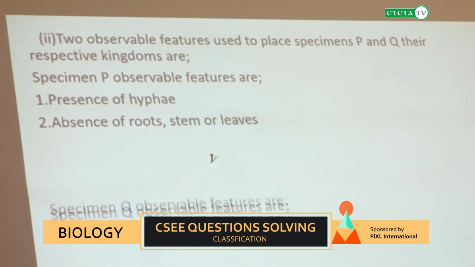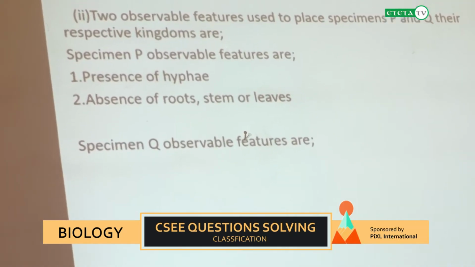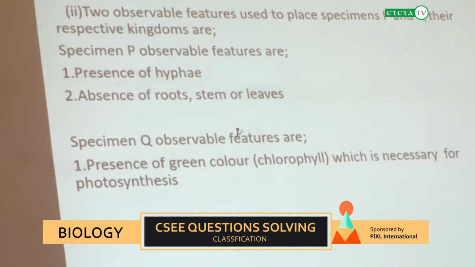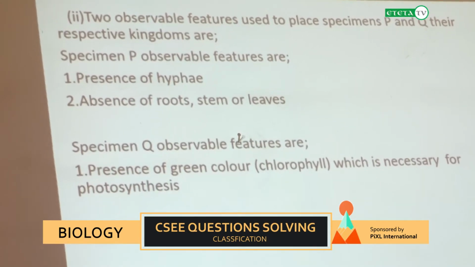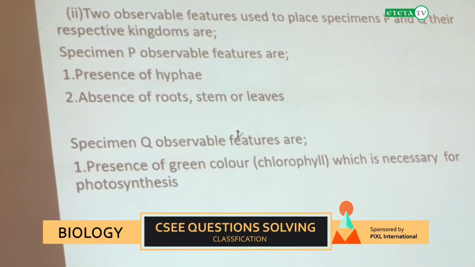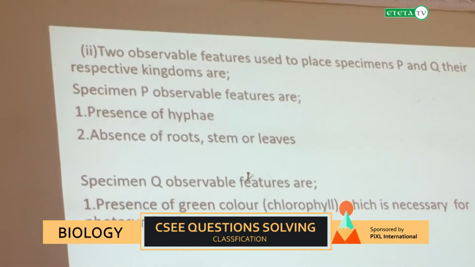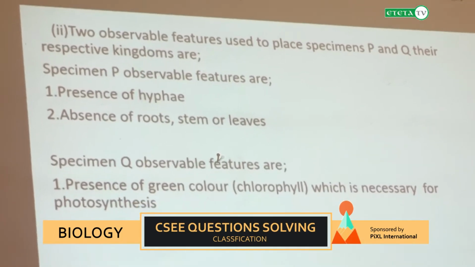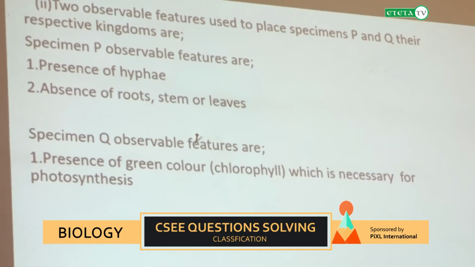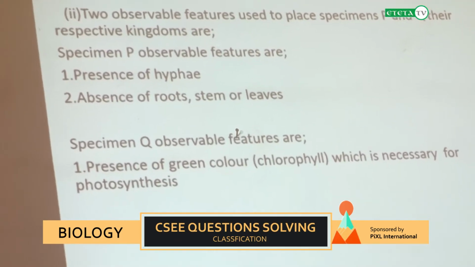Let us go to the next specimen Q, which is the bean seedling. The observable feature which makes the specimen be put in its respective kingdom is the presence of green color. Do you observe it? The specimen has green color. This green color is a characteristic of the plant kingdom, because the chlorophyll is necessary for photosynthesis.